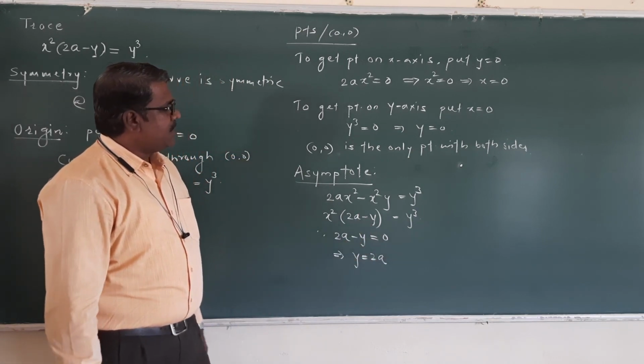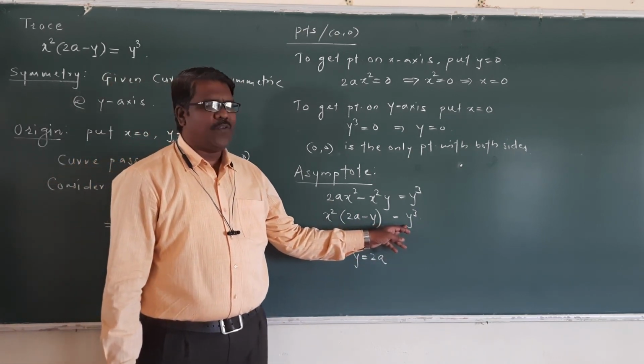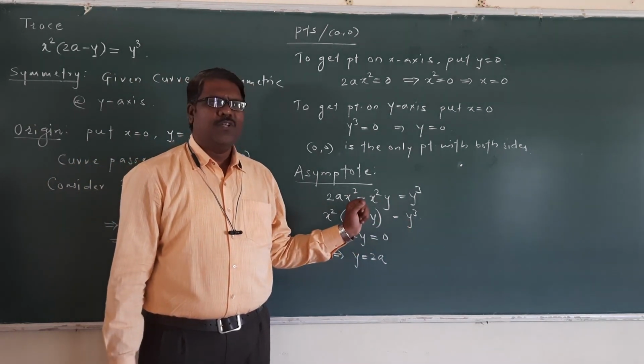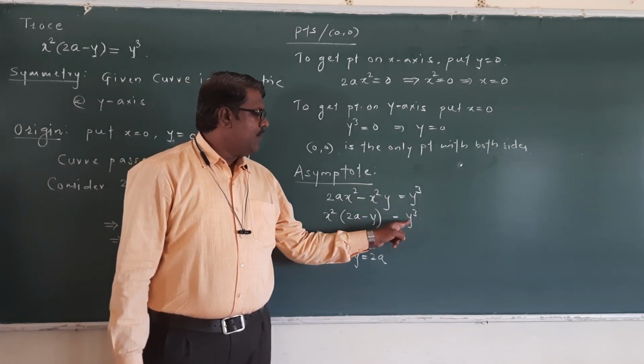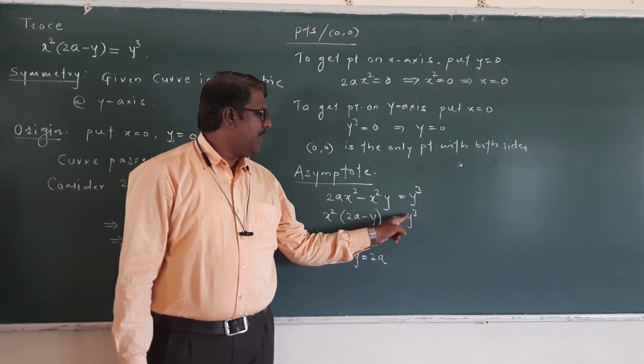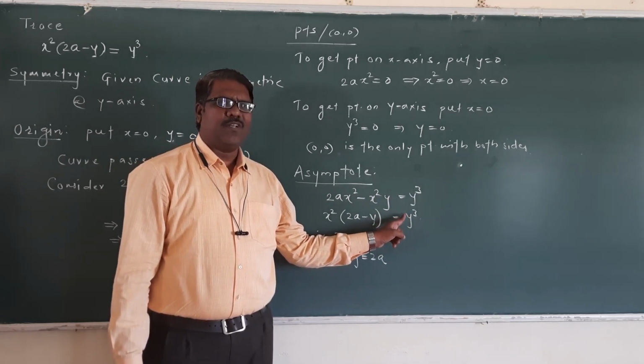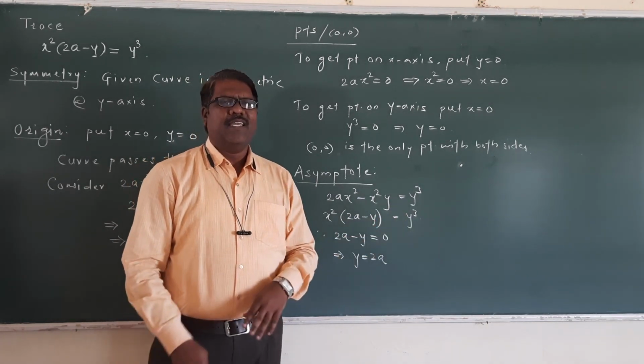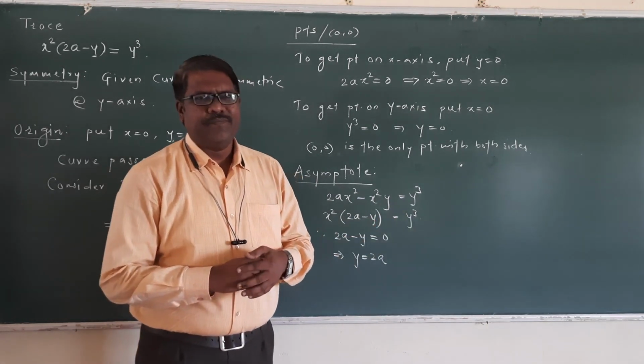Now to get an asymptote parallel to y-axis, equate the coefficient of the highest power of y to 0. But here the coefficient of the highest power of y is 1, and it is a constant, and therefore the asymptote parallel to y-axis is absent. Okay.